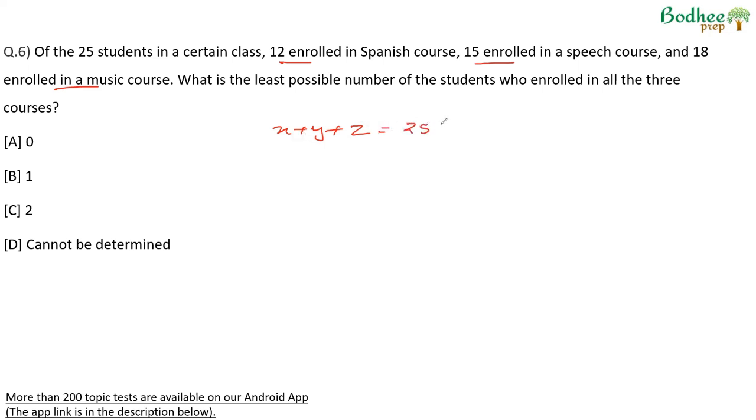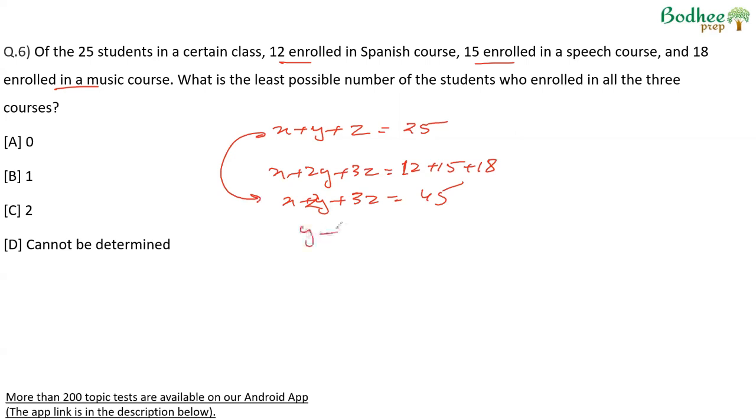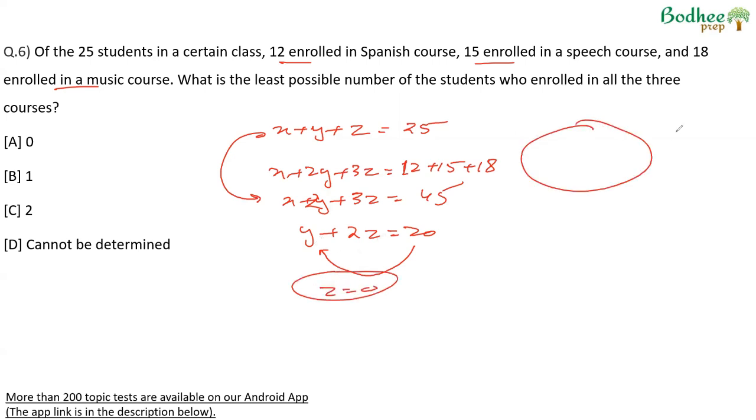If the total number of students is 25, we can say that X plus 2Y plus 3Z will be 12 plus 15 plus 18, which is 30, 45. X plus 2Y plus 3Z is equal to 45. Subtract this from X plus Y plus Z equals 25, and Y plus 2Z is equal to 20. So if we put the value of Y as 20, Z can be 0, and that will be the minimum value. So basically what we are saying is, if we distribute the number of people among Spanish, speech course, and music.